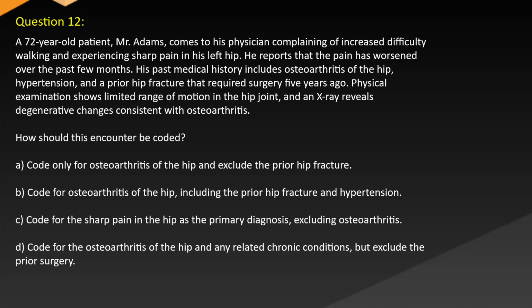A. Code only for osteoarthritis of the hip and exclude the prior hip fracture. B. Code for osteoarthritis of the hip, including the prior hip fracture and hypertension. C. Code for the sharp pain in the hip as the primary diagnosis, excluding osteoarthritis. D. Code for the osteoarthritis of the hip and any related chronic conditions, but exclude the prior surgery.